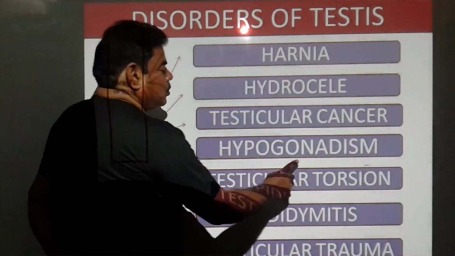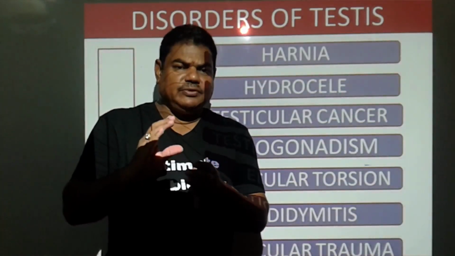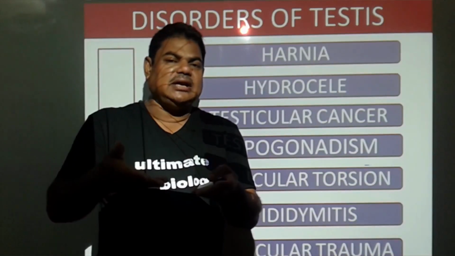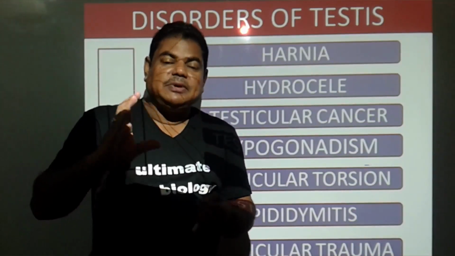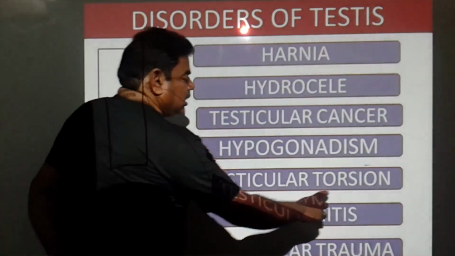Next is hypogonadism. Hypogonadism means that the testes do not develop. The testes are underdeveloped, though they are present in the scrotal sac. They are not developed, and the formation of sperm is totally affected in such individuals. Then testicular torsion is there.